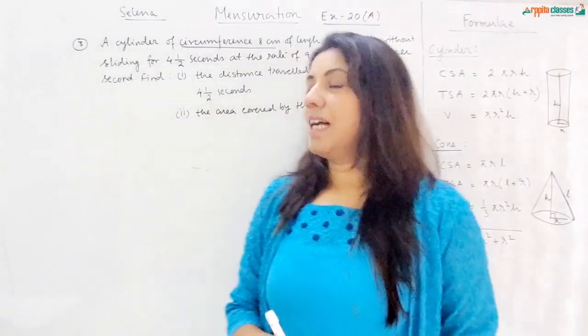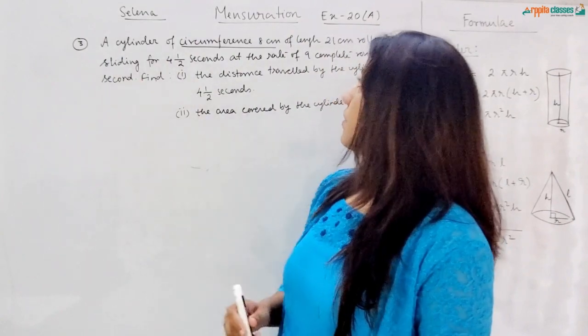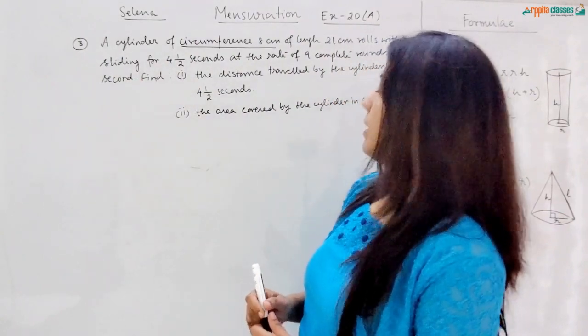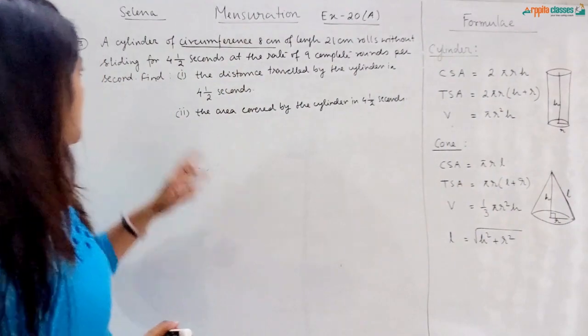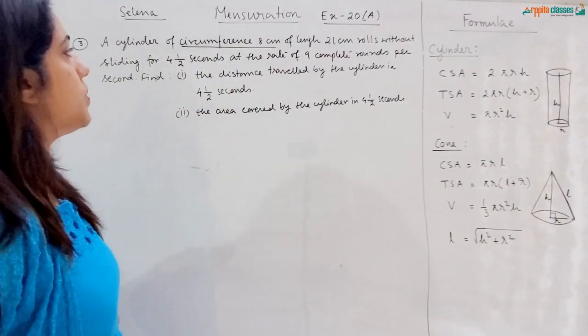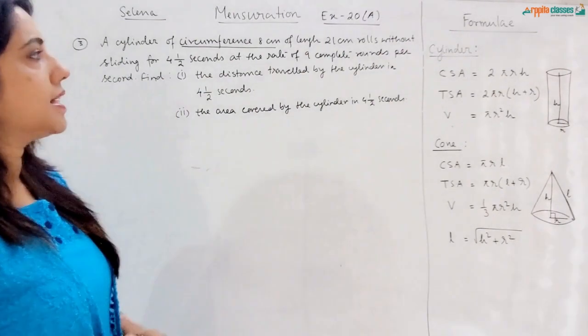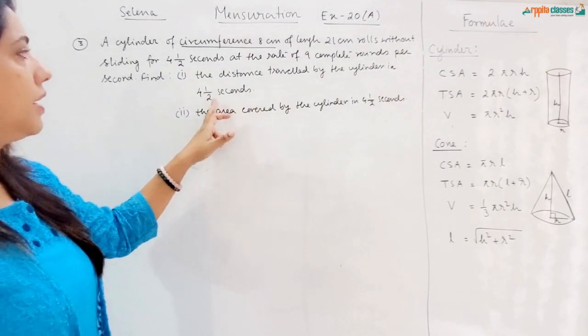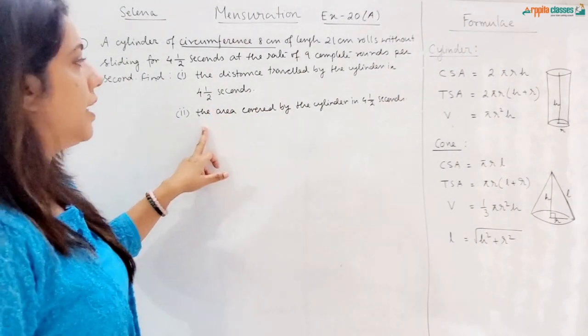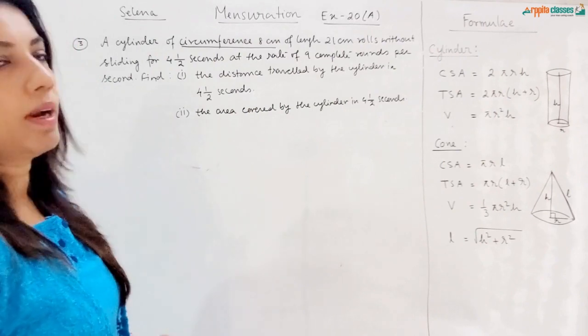Okay, so let us start with the next sum. A cylinder of circumference 8 cm and length 21 cm rolls without sliding for 4 whole 1 by 2 seconds at the rate of 9 complete rounds per second. Find the distance travelled by the cylinder in 4 whole 1 by 2 seconds and the area covered by the cylinder in 4 whole 1 by 2 seconds.